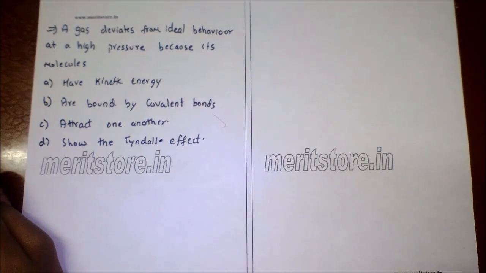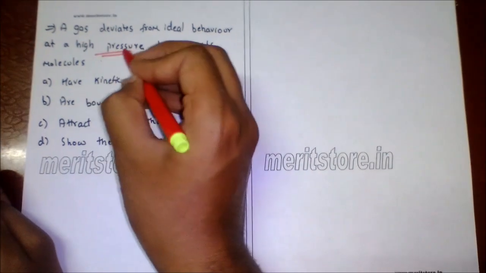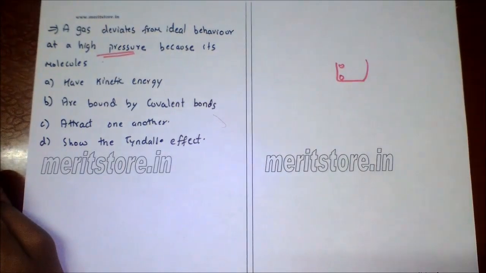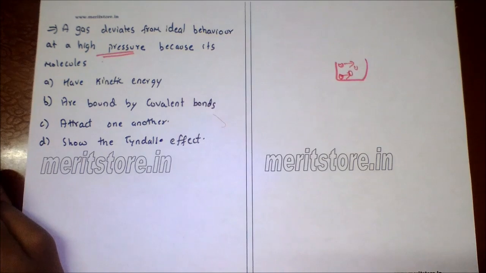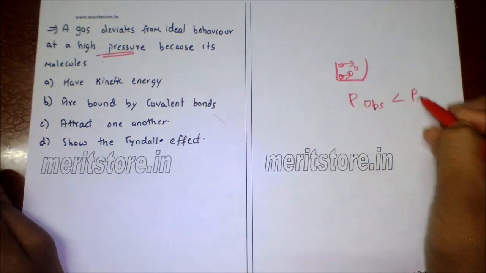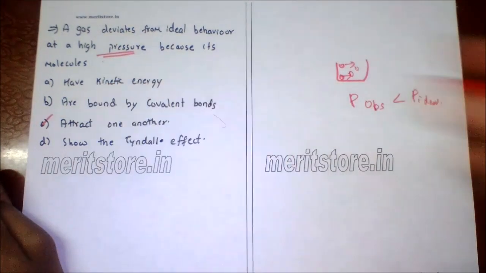A gas deviates from ideal behavior at high pressure because its molecules: A, have kinetic energy; B, are bound by covalent bond; C, attract one another; D, show the Tyndall effect. So a gas deviates from ideal behavior at high pressure. When pressure is high, some attractive forces exist between the molecules of real gases. When a molecule approaches the wall of the container, it experiences an inward pull as a result of attractive force exerted by the neighboring molecules inside the vessel. So there is an inward force. Therefore, the observed pressure is less than the ideal pressure, and hence the gas deviates from ideal behavior at high pressure. So option C is the correct answer.